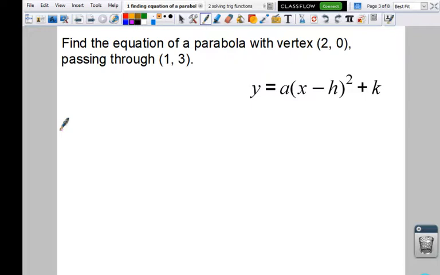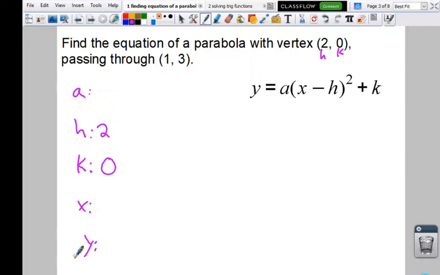Okay, so we're going to find the equation of a parabola with vertex of 2, 0, passing through 1, 3. So, I've got my formula there. I need to find A, H, K. But in order to help me find this, I'm going to need to use an X and a Y. So to start with, H and K are pretty easy because we get them from the vertex. So I've got my H, I got my K. H is 2, K is 0.